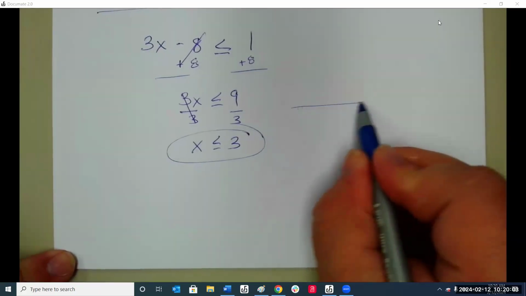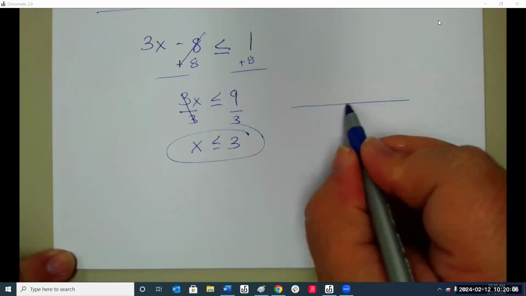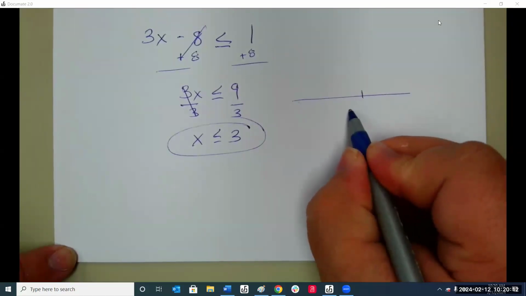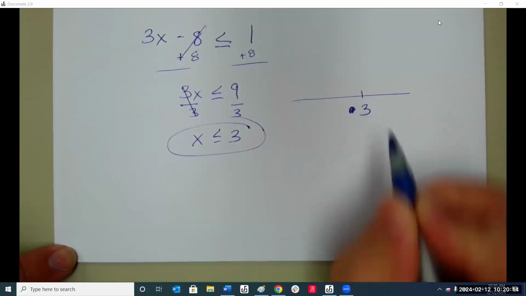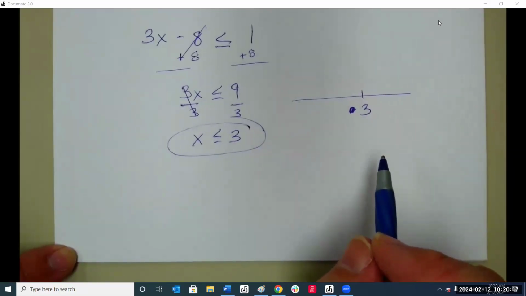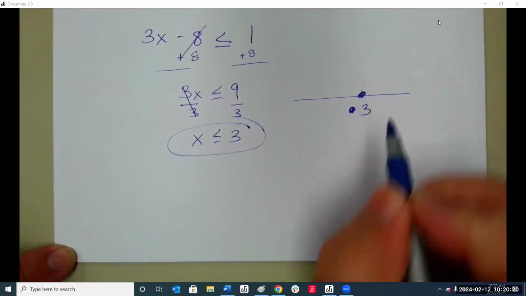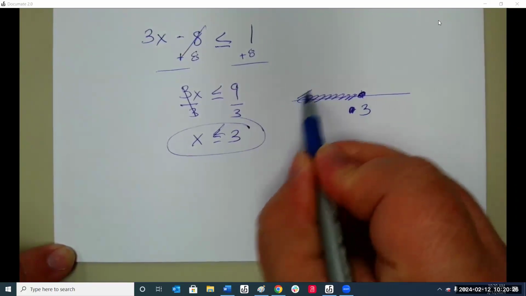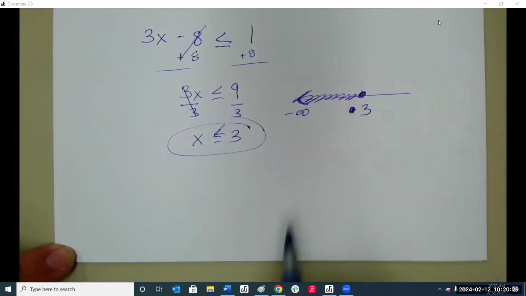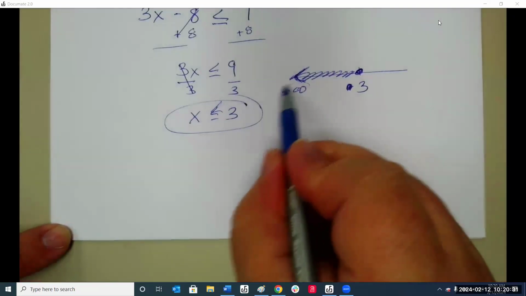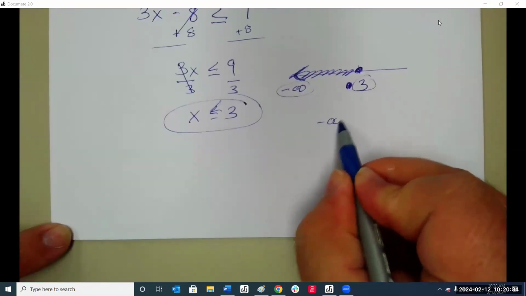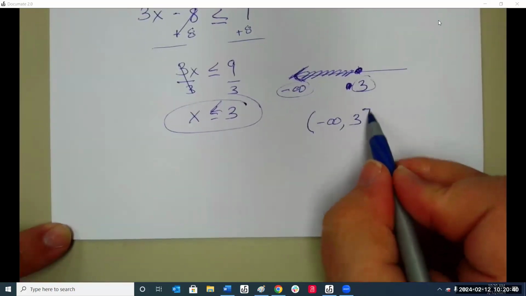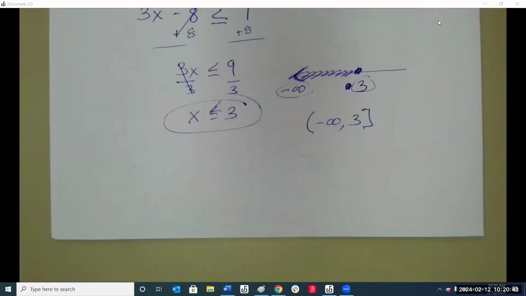What's the graphing going to look like? What number am I dealing with? Positive 3. Is it an open or closed circle? Closed circle. Which direction does it point? To the left. And it goes all the way to negative infinity, which tells us our values for the interval notation. Since that's solid, there's the answers.